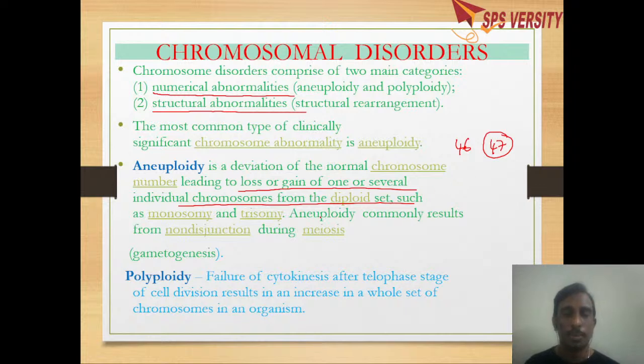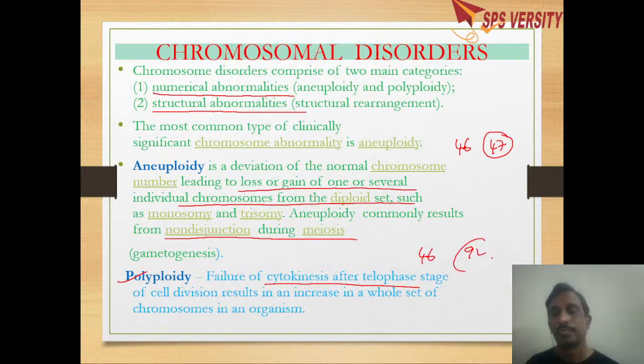And this aneuploidy results due to non-disjunction during meiosis, the process which takes place during meiosis. And next, polyploidy. Polyploidy means failure of cytokinesis, which leads to an increase in the whole set of chromosomes. That means 46 can become 92. The whole set of chromosomes becomes double.